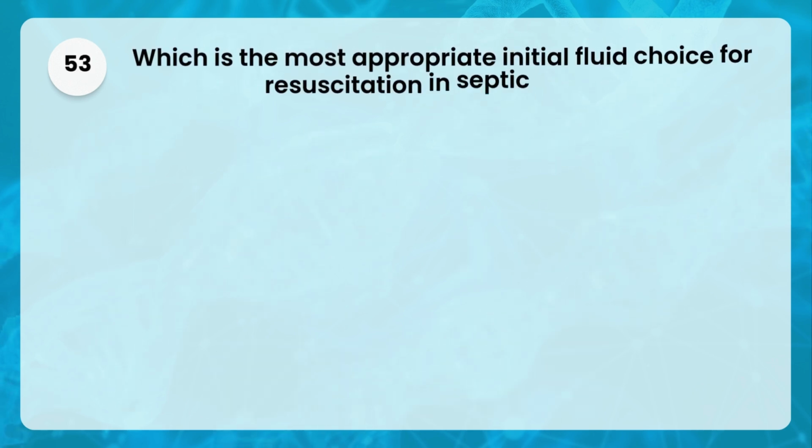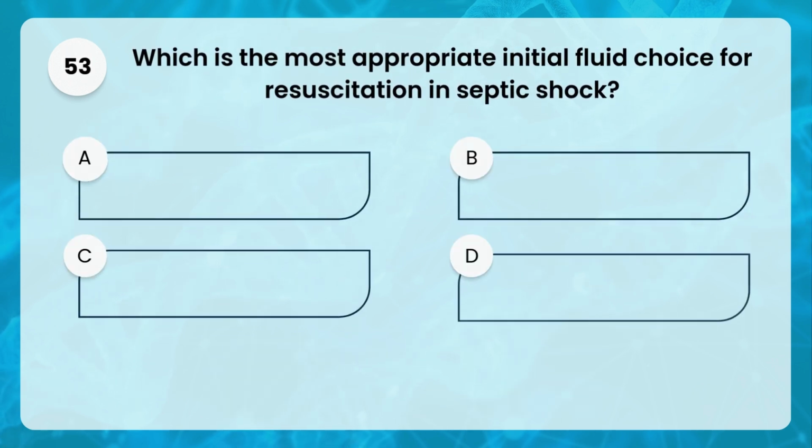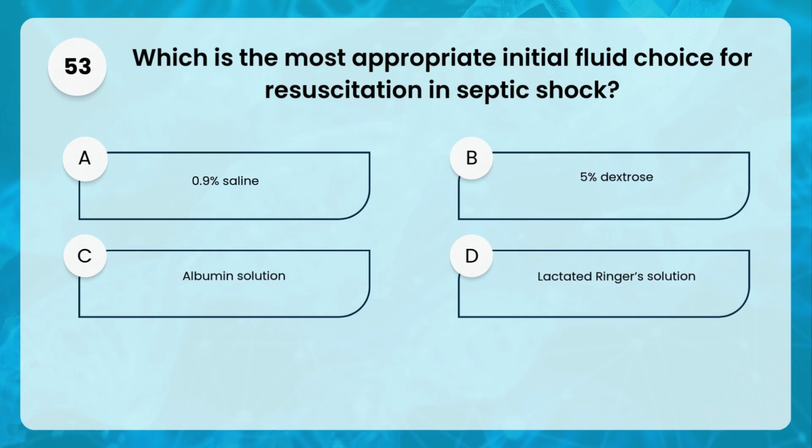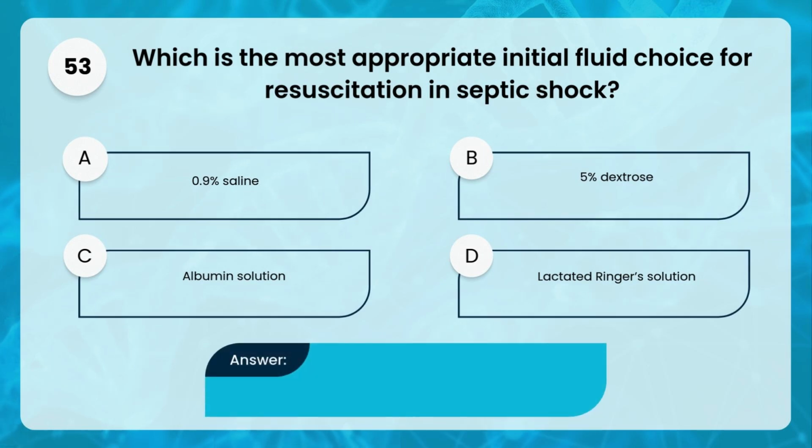53. Which is the most appropriate initial fluid choice for resuscitation in septic shock? A. 0.9% saline, B. 5% dextrose, C. Albumin solution, or D. Lactated Ringer solution? The answer is A. 0.9% saline.